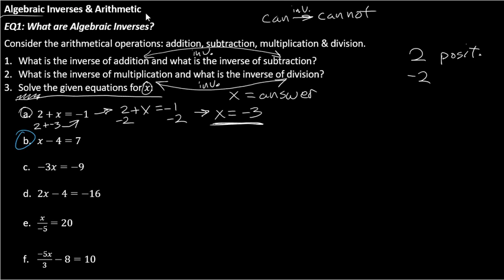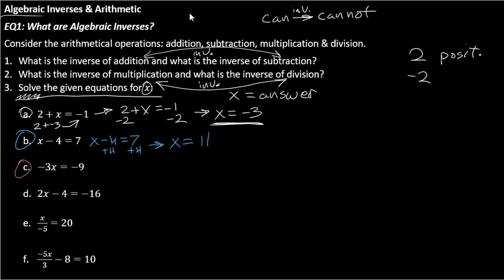Okay, so example B, we have x minus 4 equals 7. Again, we're going to do the inverse of this -4 to get the x by itself. That's what's making it not be by itself. So we're going to say +4, and what I do to one side, I do to the other. And we're left with x is equal to 11.